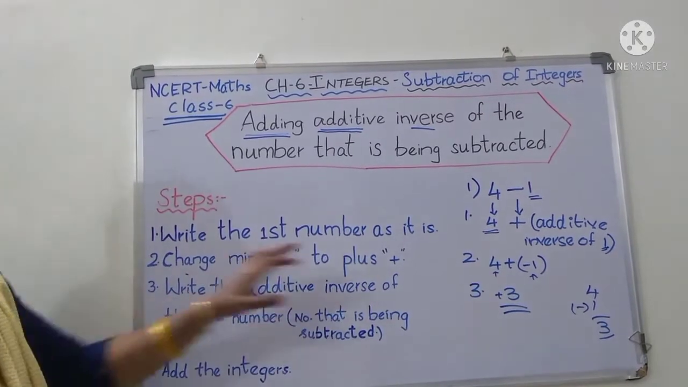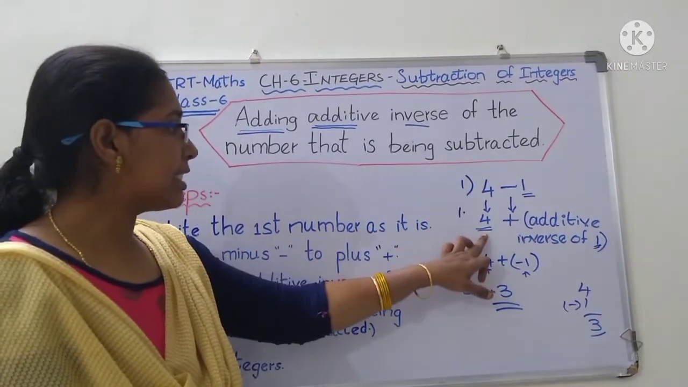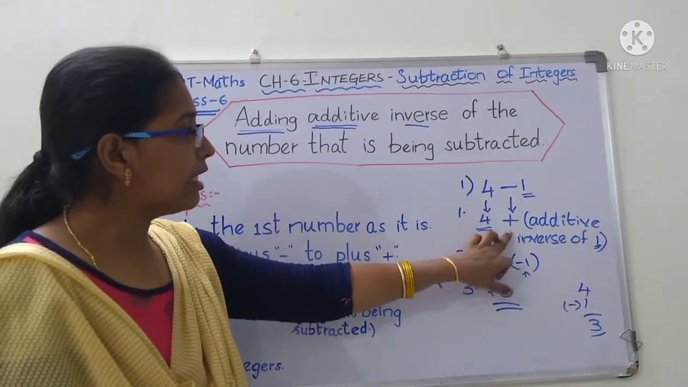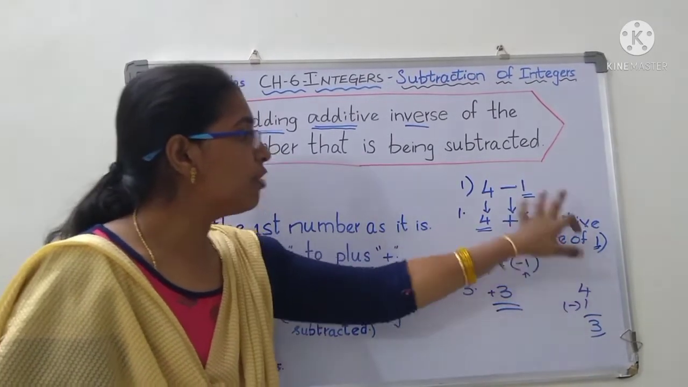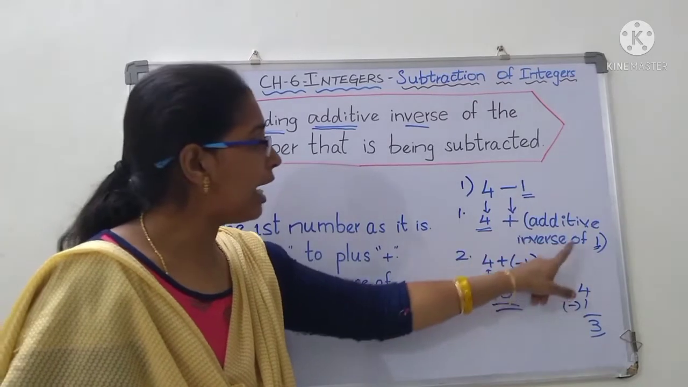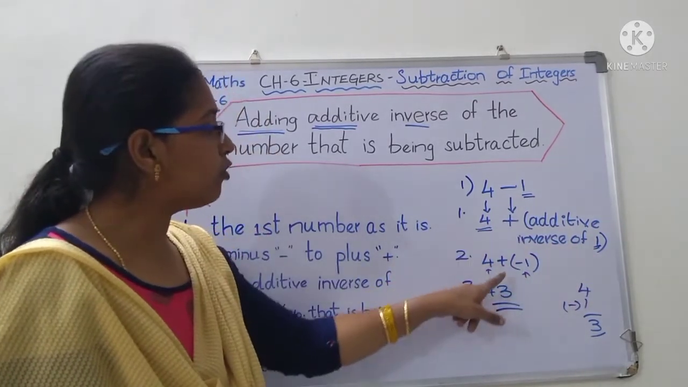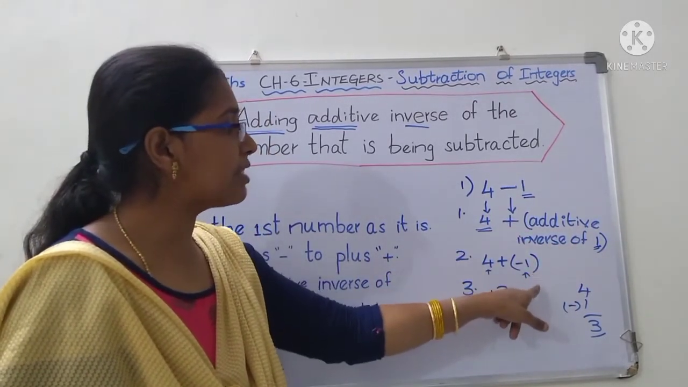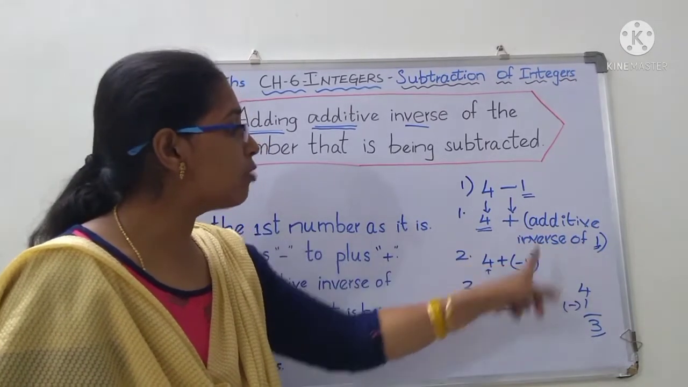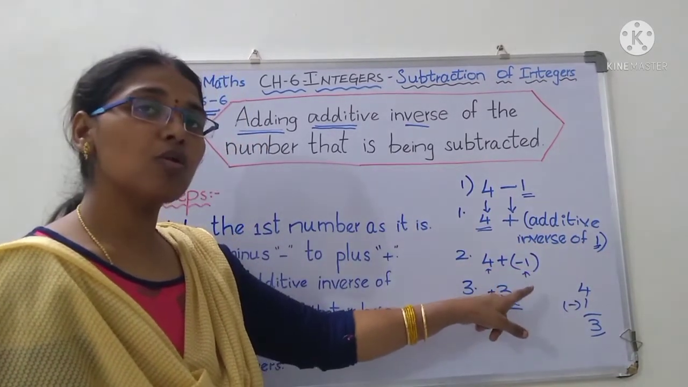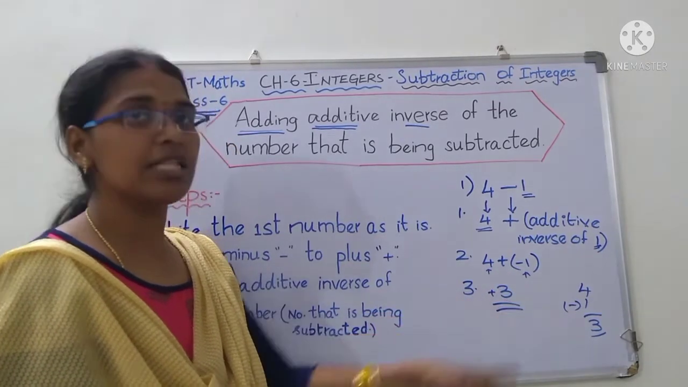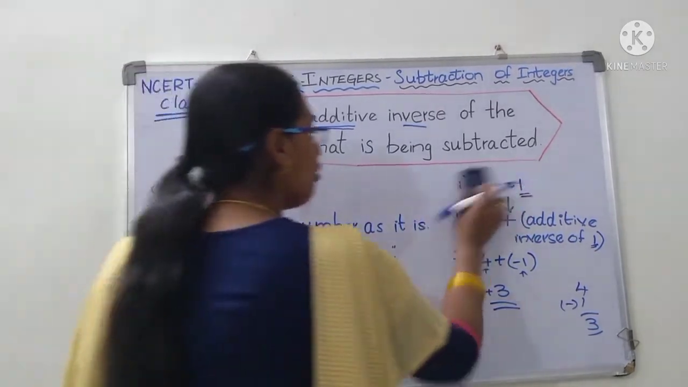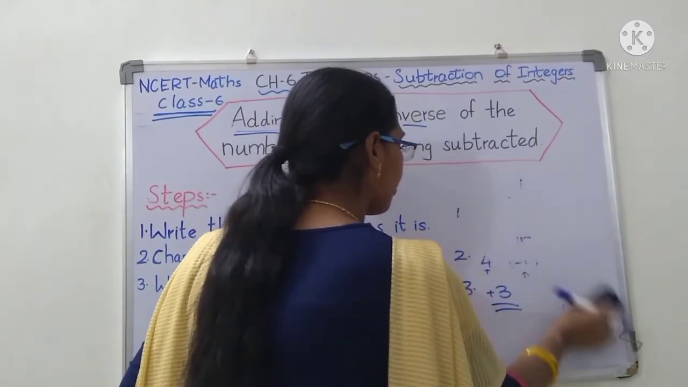So, first step is write the first number as it is. Then change the sign of minus to plus. Then write the additive inverse of the second number. The second number is 1. The additive inverse of 1 will change it into 4 plus minus 1. The additive inverse of plus 1 is minus 1. Now you know how to solve addition. 4 plus minus 1 is 4 minus 1. That is 3. The answer is 3. Let's solve another problem now.